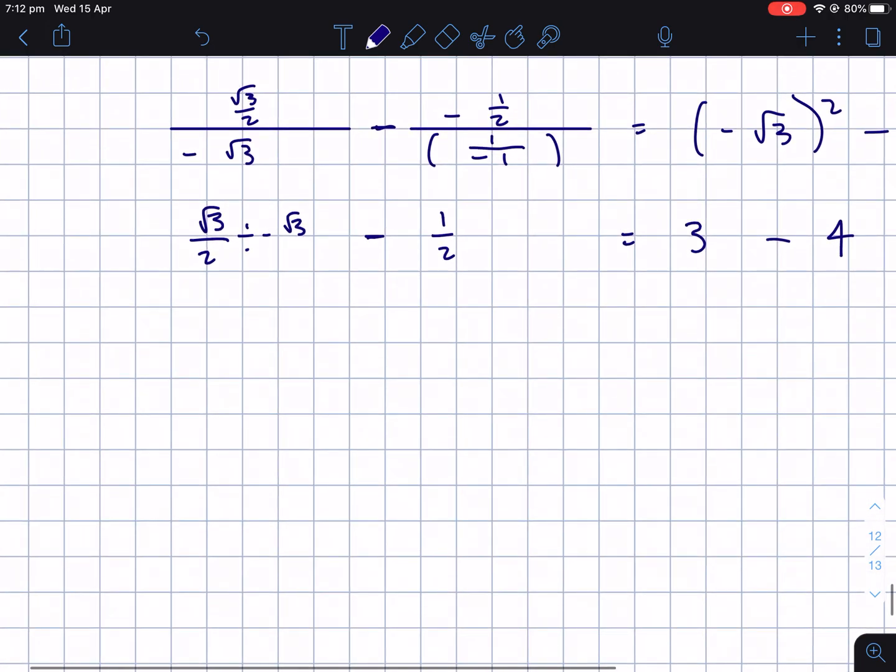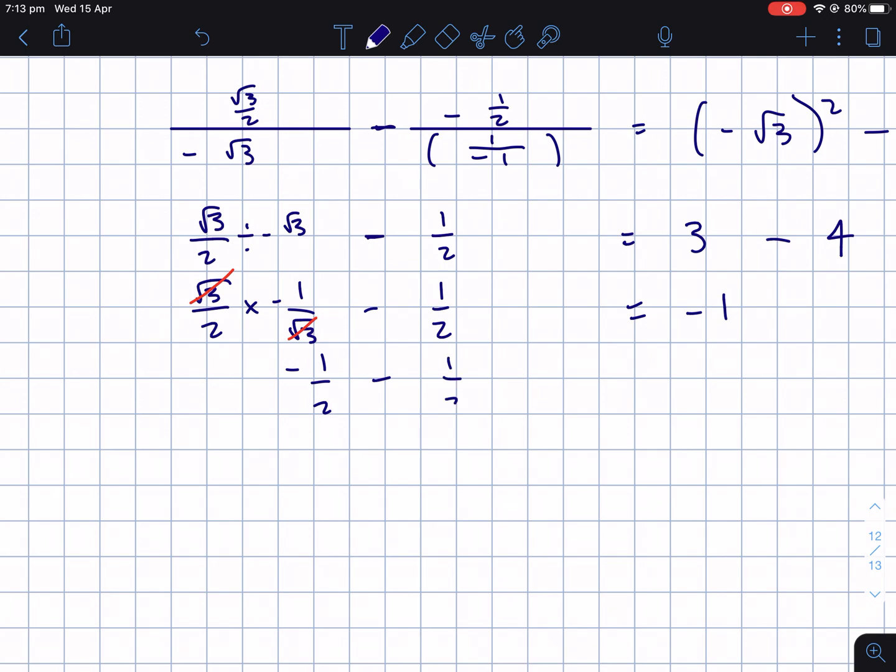Okay. Now, root 3 over 2 times negative 1 on root 3 minus a half. This comes out as negative 1. Okay. These cancel out, so we do get negative 1 on 2, take 1 on 2. And yes, negative a half, take a half is negative 1.